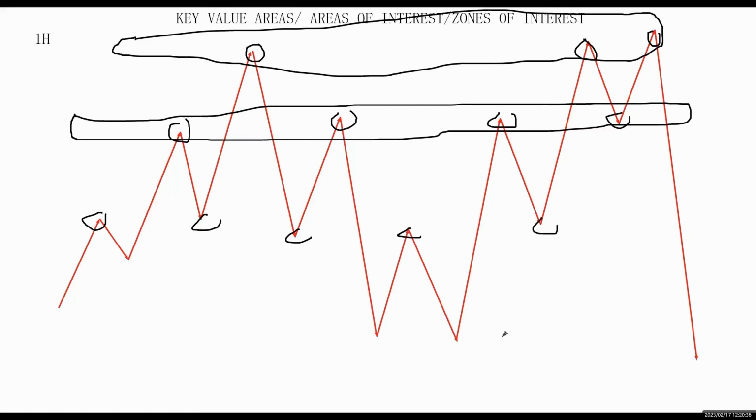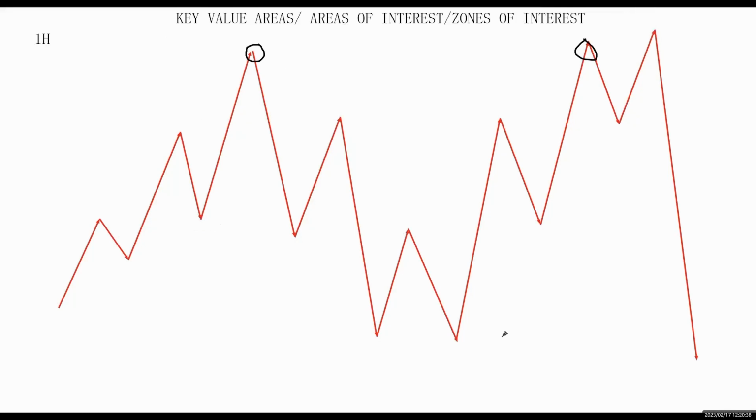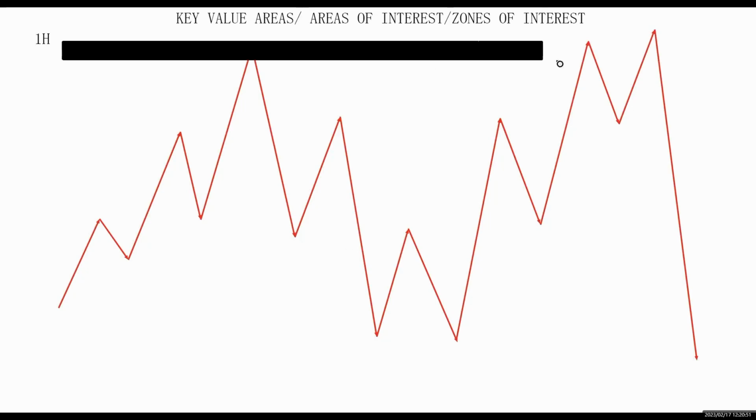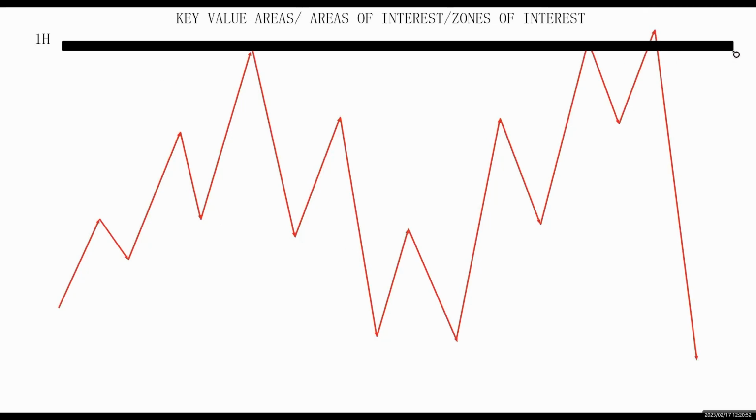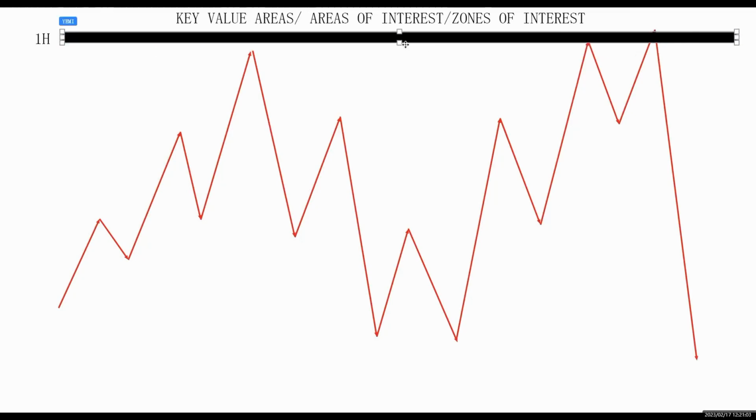So let me take this off real quick and let's identify that. The first one, right, is what? We have the first one right here, which is all of the zone right here. You see? So we have a zone of interest right here.